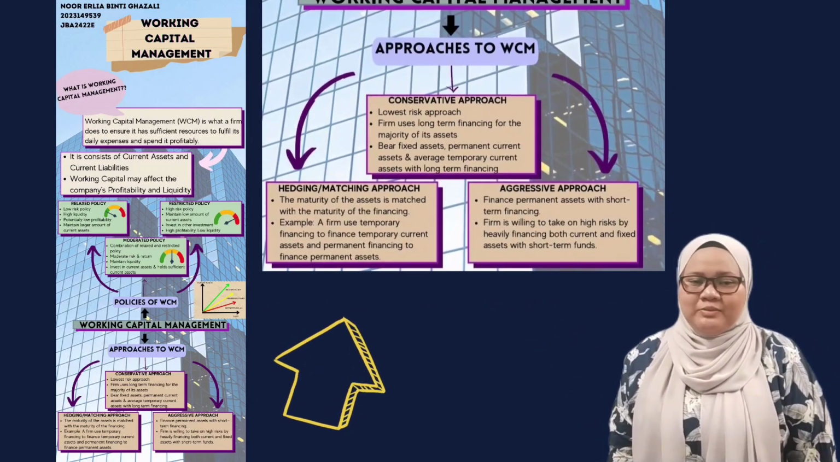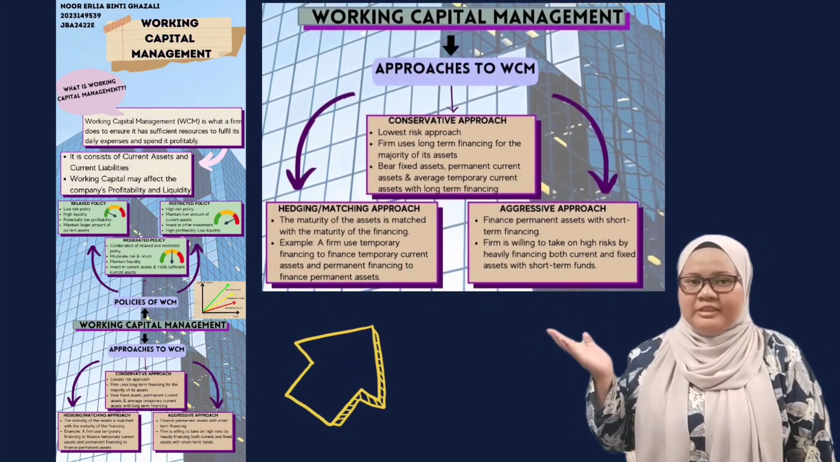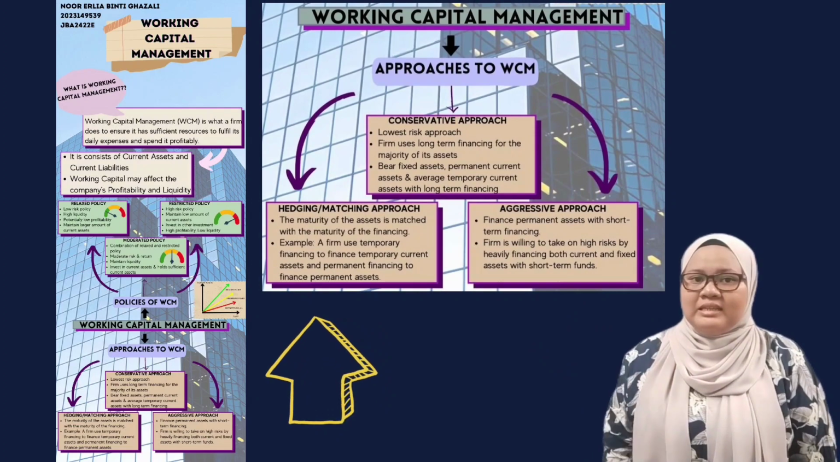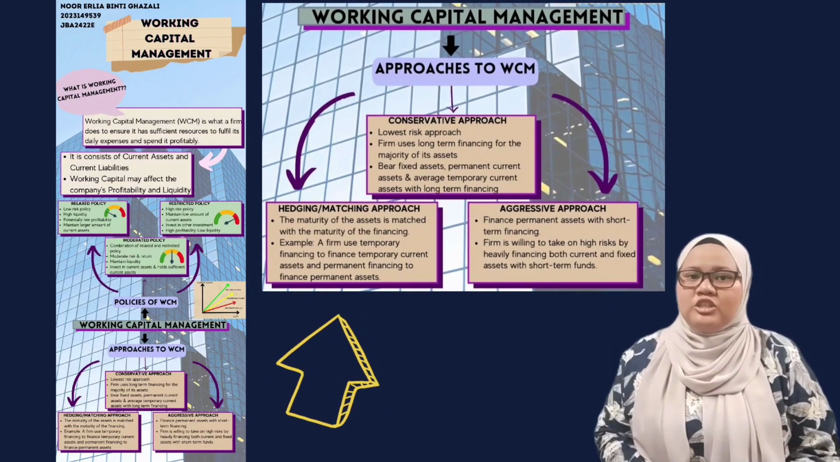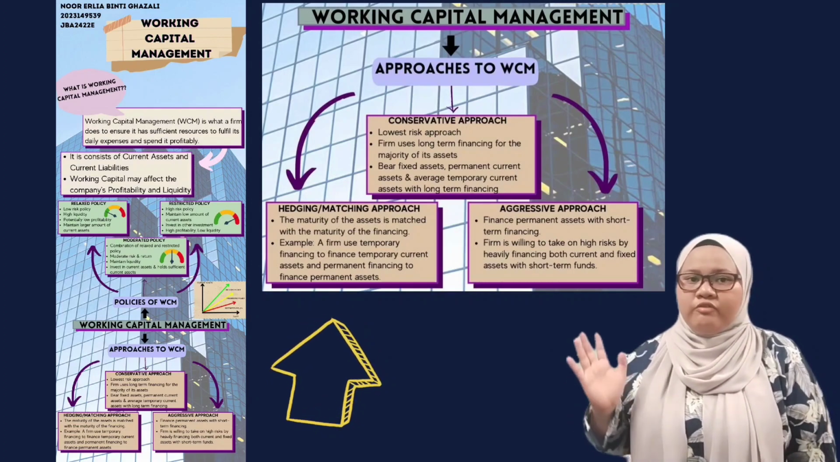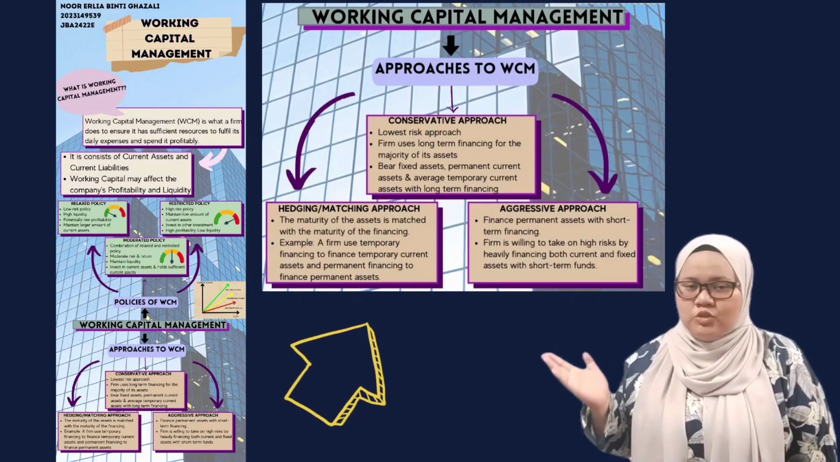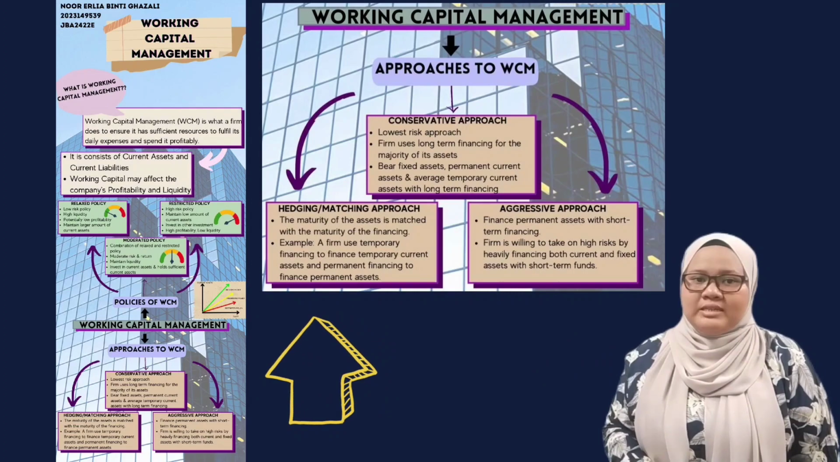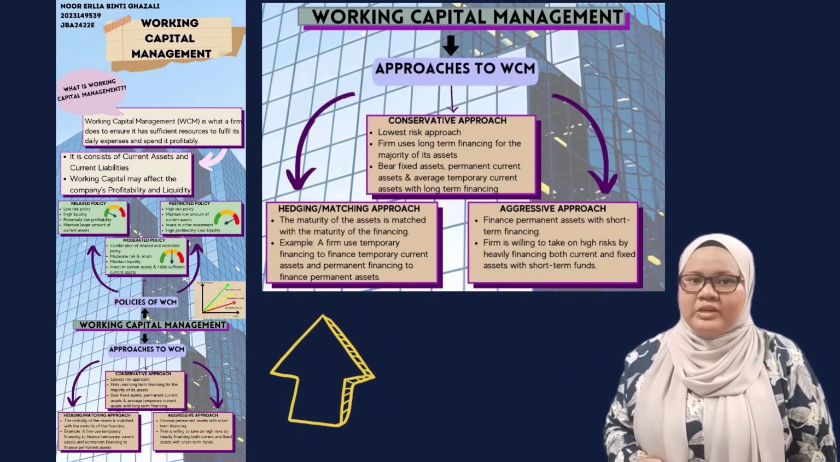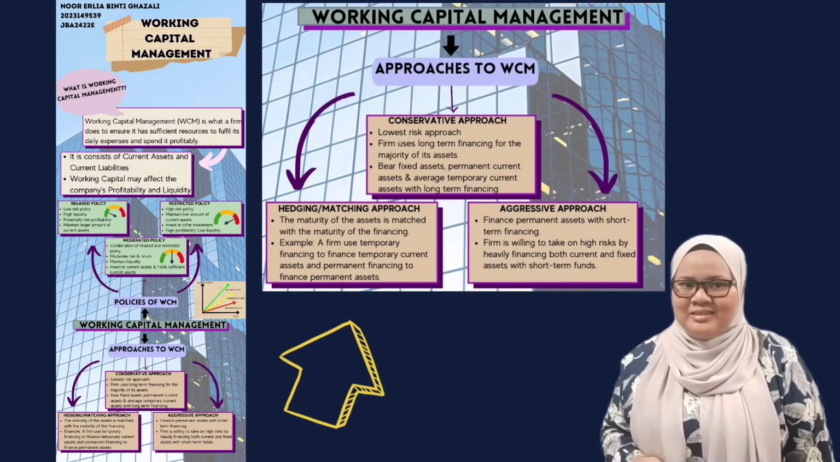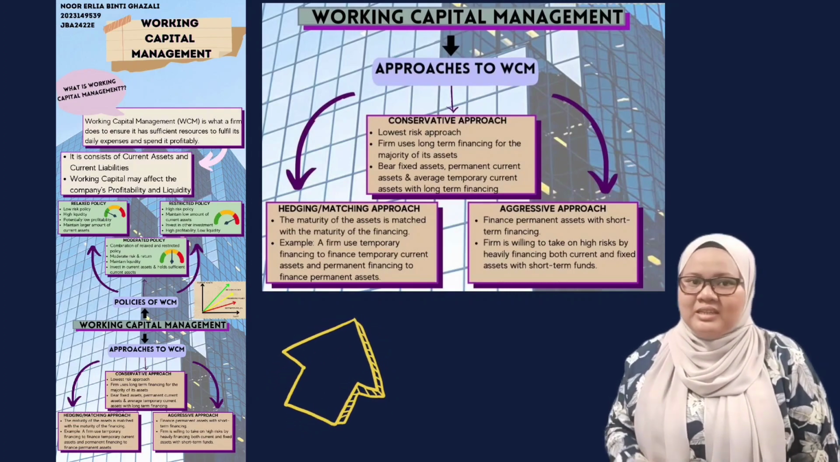Last but not least, for Chapter 7 is approaches to working capital management. Firstly, it is the hedging approach, also known as the matching approach. In the hedging approach, the maturity of the asset is matched with the maturity of the financing. For example, a firm uses temporary financing to finance temporary current assets and permanent financing to finance permanent assets.